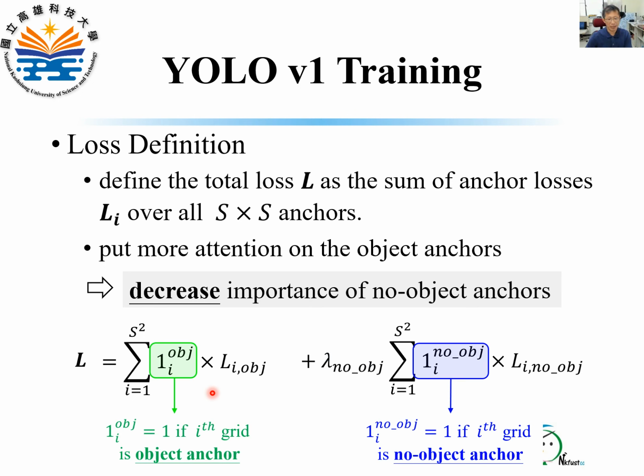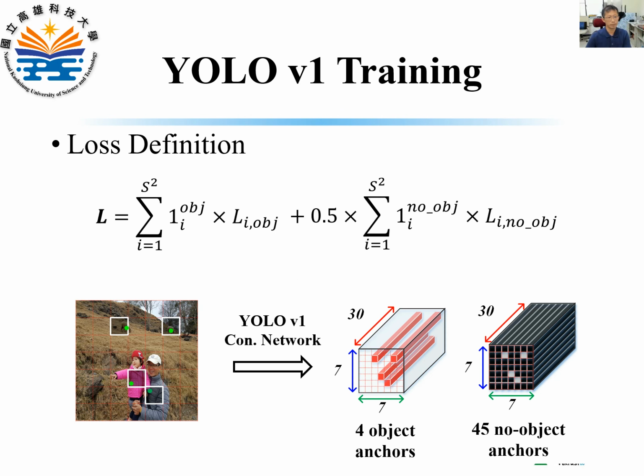These two terms are the indicators to denote whether these anchors are object anchors or not. In this example, we have 4 object anchors and 45 non-object anchors. In this equation, the term Li object is the loss defined on these 4 object anchors, and Li non-object is defined on these non-object anchors.